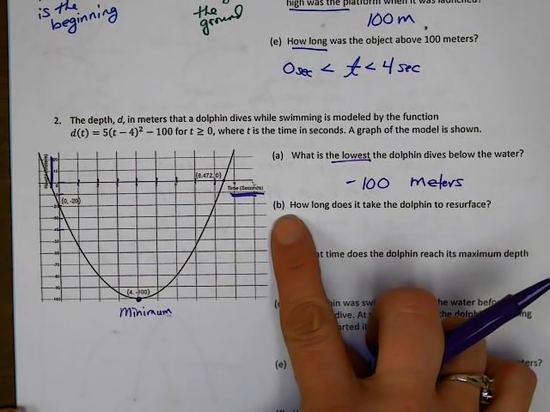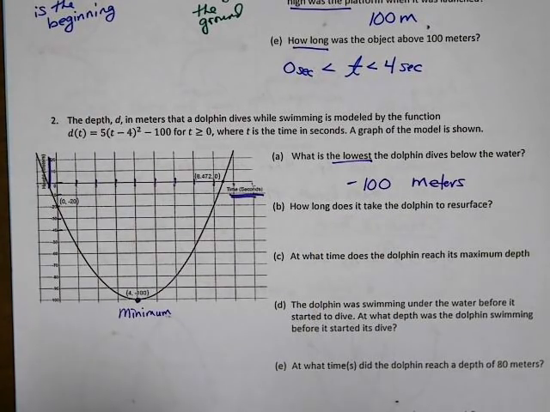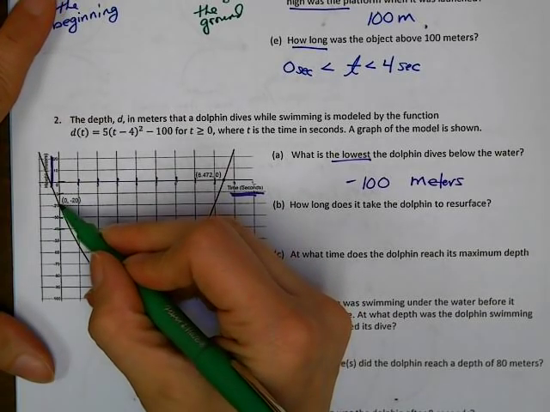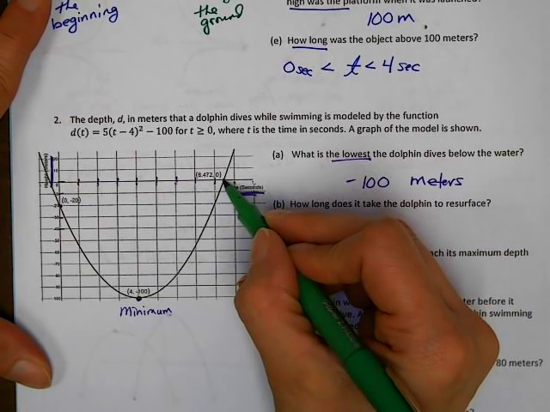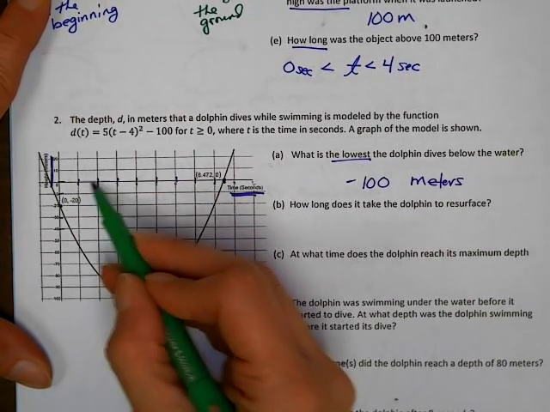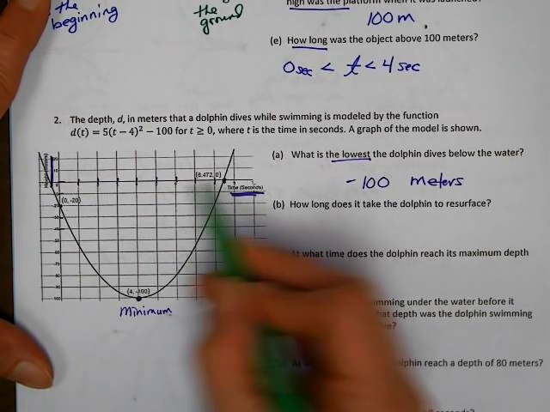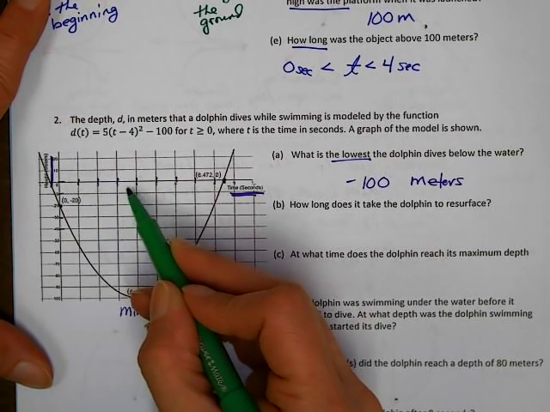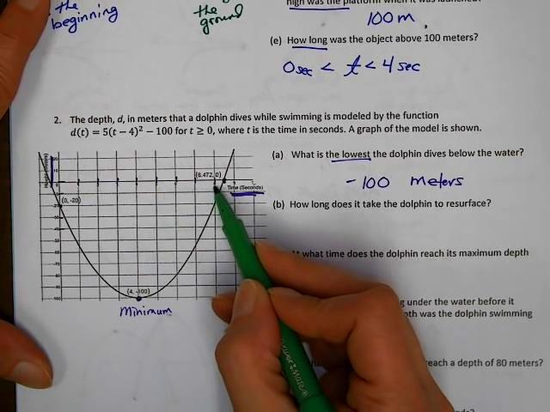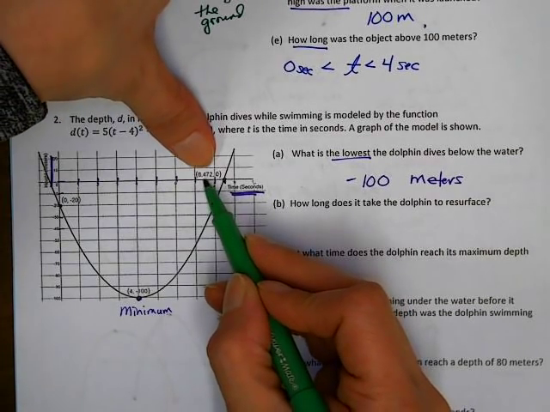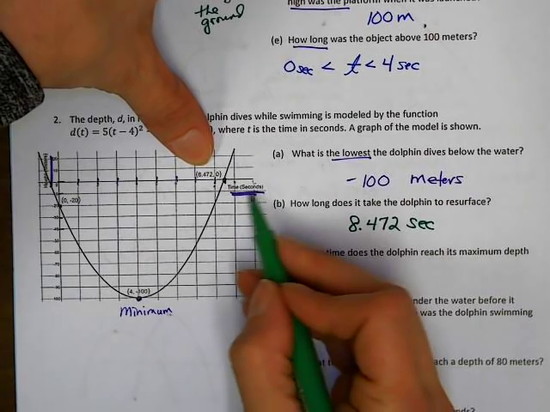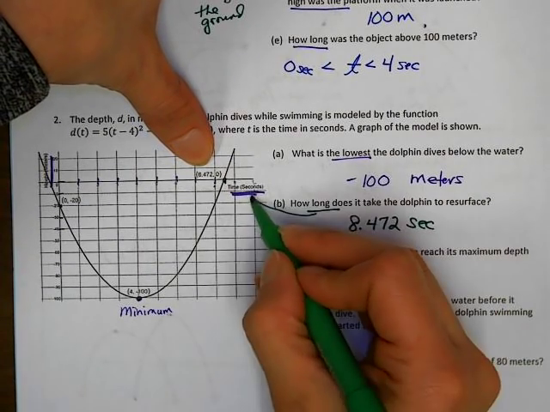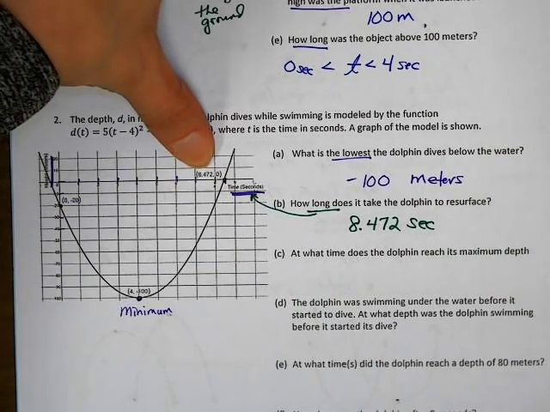Part B. How long does it take the dolphin to resurface? Okay, how long does it take? So let's see, he starts right here, and then he's diving, diving, diving, all the way until he's back at the surface. Okay, so how much time is that? I want to look at the x-axis. 1 second, 2 seconds. Does it take 6, 7, 8? A little more than 8. It takes 8.472 seconds. Okay. Time, when it says how long, that's the x-axis. So grab the x number.